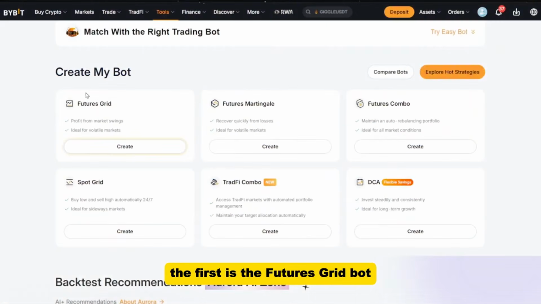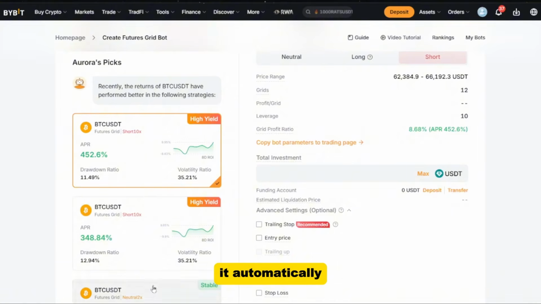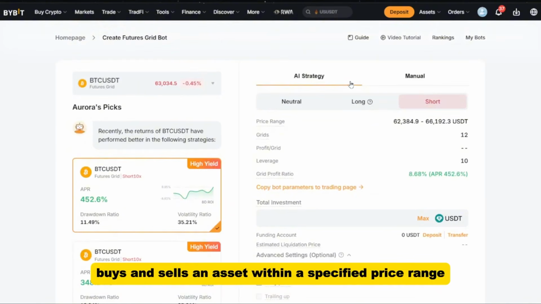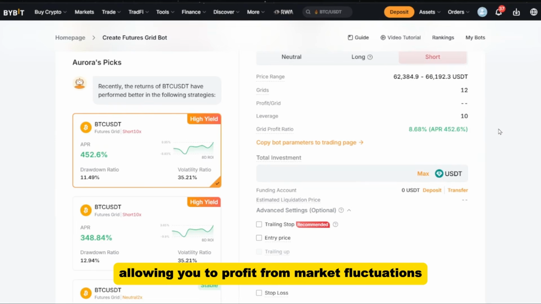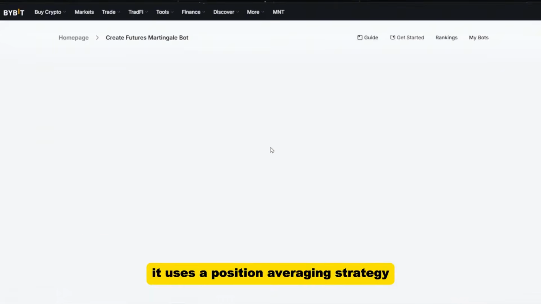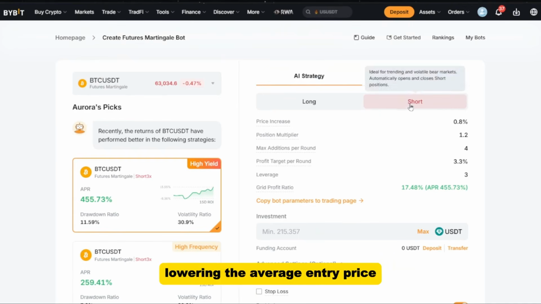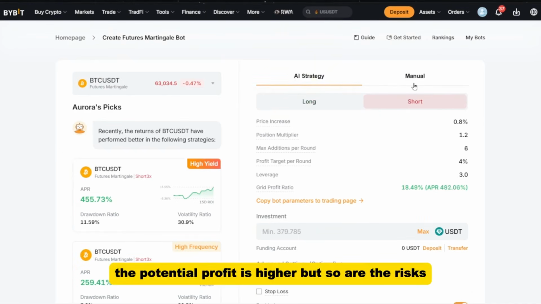The first is the Futures Grid Bot. This is one of the most popular bots on the platform. It automatically buys and sells an asset within a specified price range, allowing you to profit from market fluctuations. The second is the Futures Martingale Bot. It uses a position averaging strategy. If the market moves against the trade, the bot gradually increases the position size, lowering the average entry price. The potential profit is higher, but so are the risks.